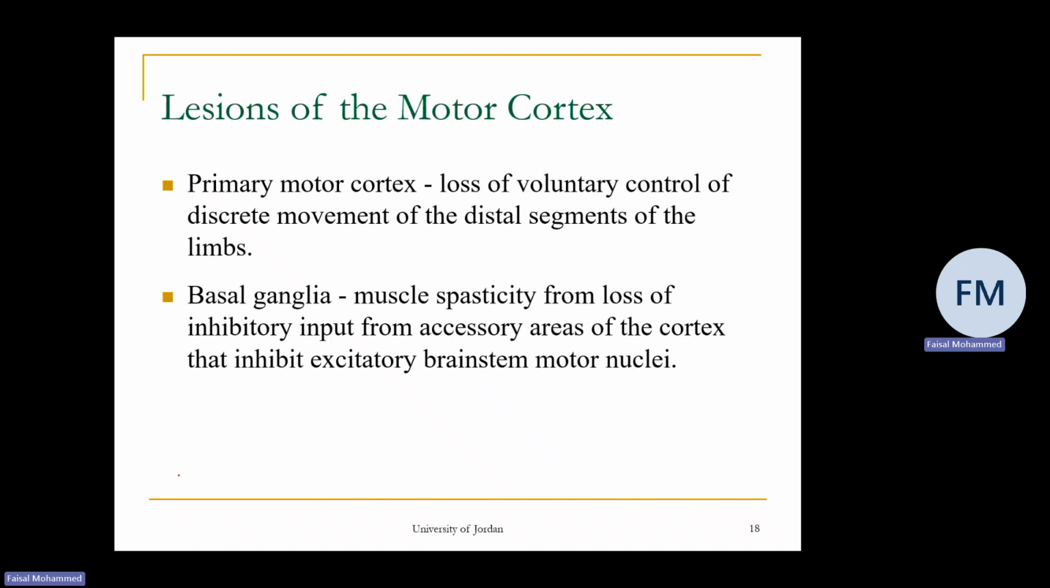Lesions of the primary motor cortex. If the primary motor cortex is destroyed, there is loss of voluntary control over discrete movements of the distal segments of the limb, loss of voluntary movements. In the basal ganglia, lesions cause muscle spasticity from loss of inhibitory input coming from accessory areas of the cortex that inhibit excitatory brainstem motor control. Also, lesions of the corticospinal tract will give you abnormal reflexes in the leg, called Babinski positive.